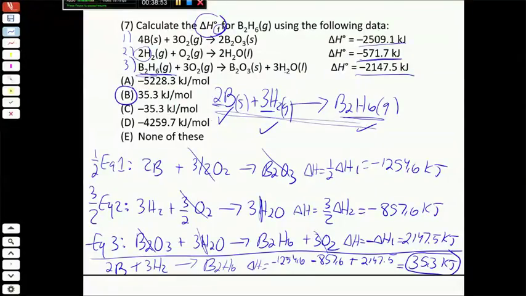All right, so we have to add the three equations together. We have to modify the delta H's and then add those together at the end. So questions on this one? Does that make sense, everybody? Is that a question or stretching? Sorry. Okay. Sure.